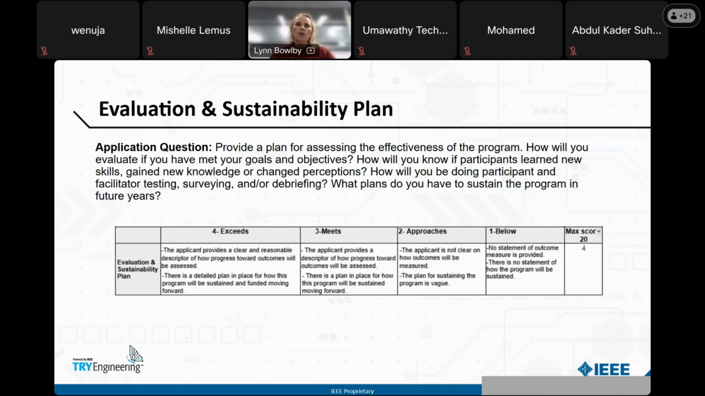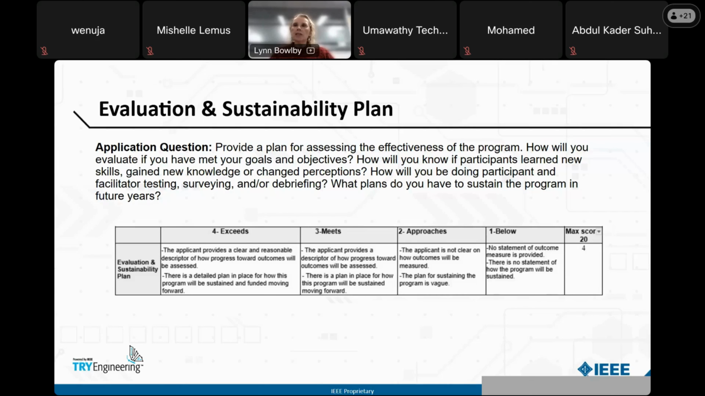So we want you to assess the effectiveness of your program. How will you evaluate how you met your goals and objectives? How will you know how many participants learned new skills, gain new knowledge, or change their perceptions? How will you be doing participant and facilitator testing, survey, or debriefing? So there's different ways that you can measure the effectiveness of your program.